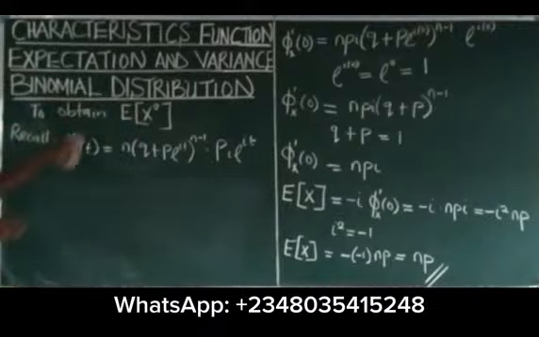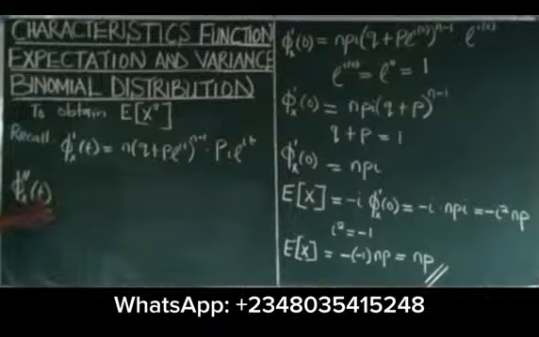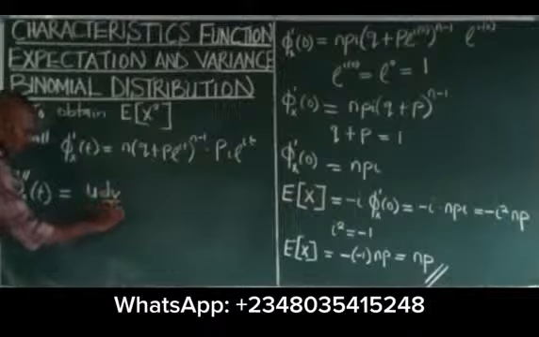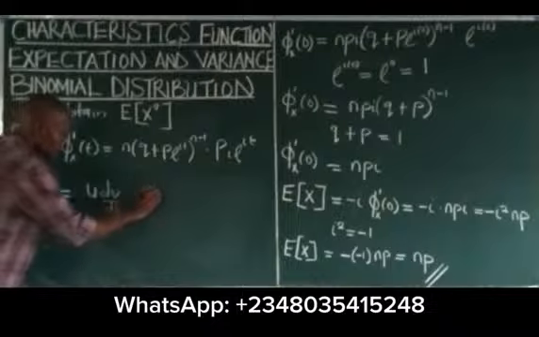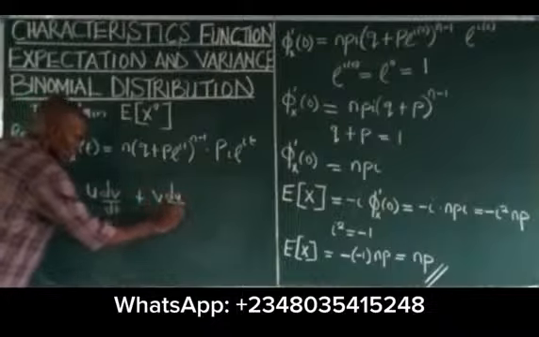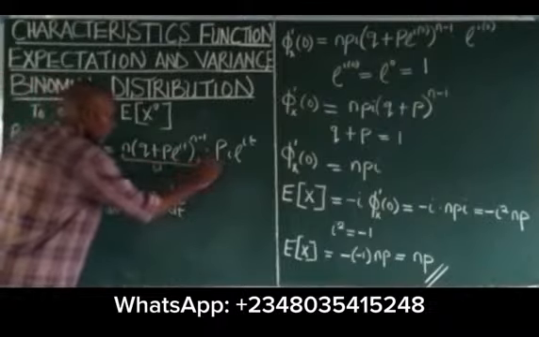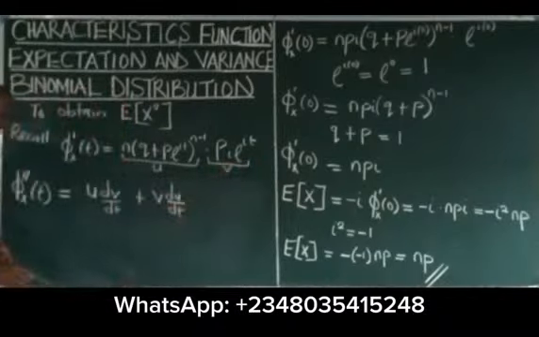So to obtain the expected value of x squared, like I said, we'll have to find the characteristic function of the second derivative of x at t. What we need to do is use what is called the product rule of differentiation. That product rule states that u dv over dt, because we are differentiating with respect to t, plus v du over dt. Of course, this is our u and this is our v. So all we need to do is to take the second derivative.